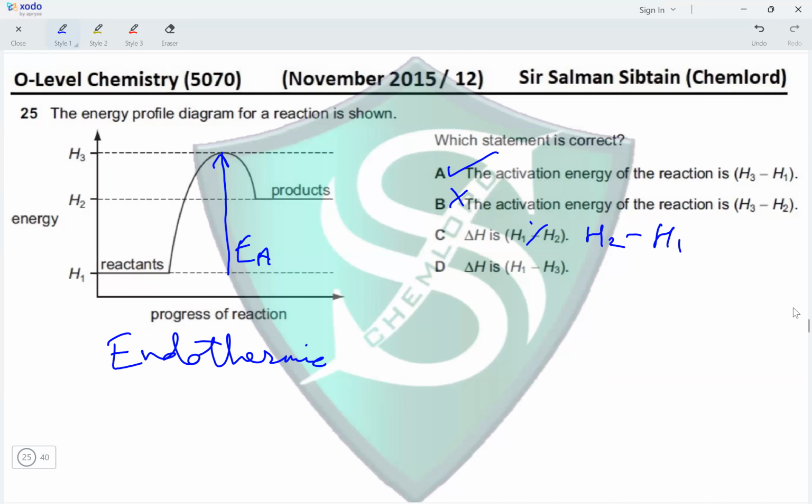So the equation is incorrect. And delta H is H1 minus H3. No, H3 has nothing to do with the delta H value. So this makes option A the correct option for this question.